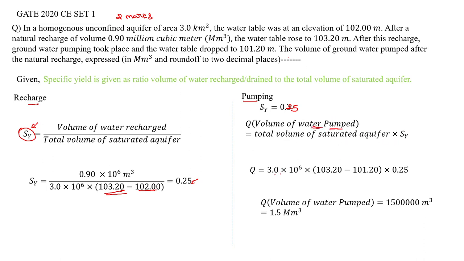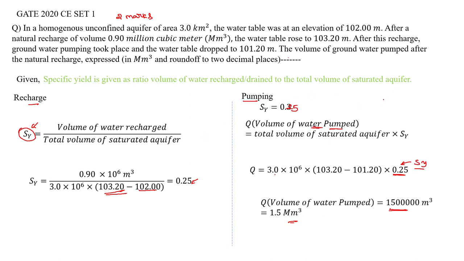So it will be 3 into 10 power 6 into 103.20 minus 101.20 into 0.25. 0.25 is the specific yield. Okay. So in this case, in a similar manner, we can calculate the volume of groundwater pumped after the natural recharge.